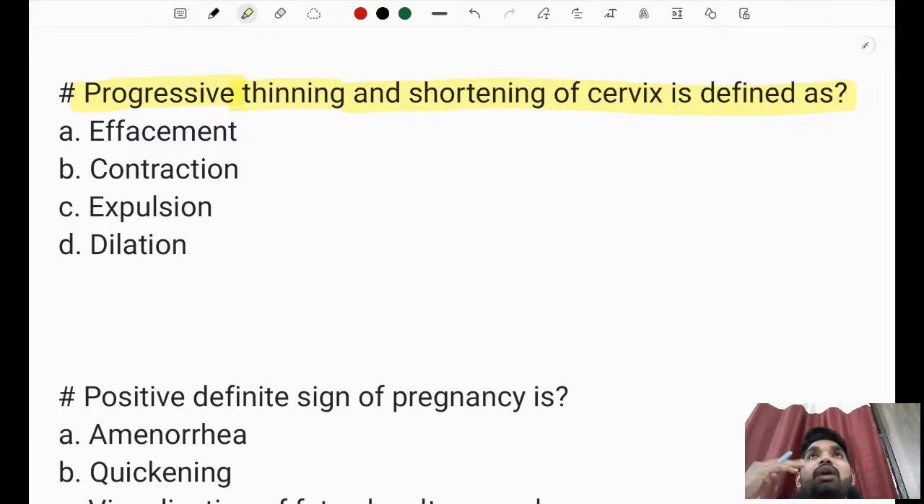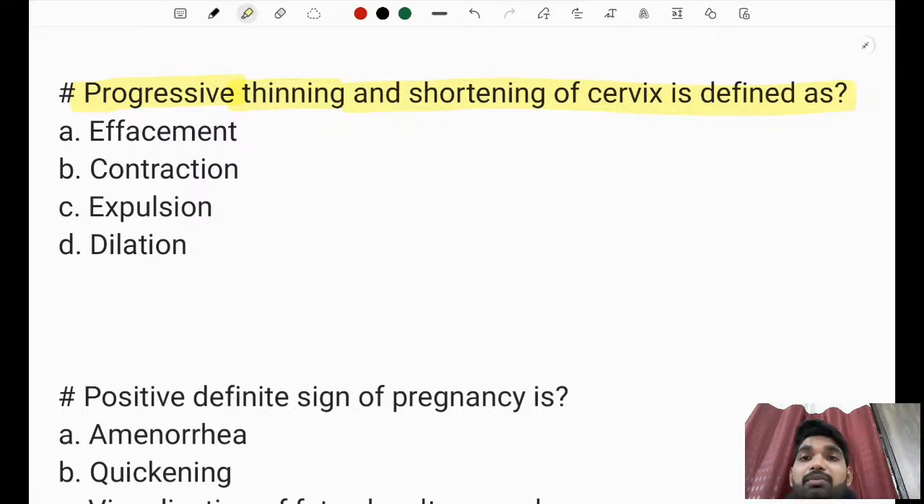Previously, the fourth step in active management of the third stage of labor was uterine massage, but as per the latest guidelines they have removed it, and they have kept another point: intermittent uterine tone assessment.